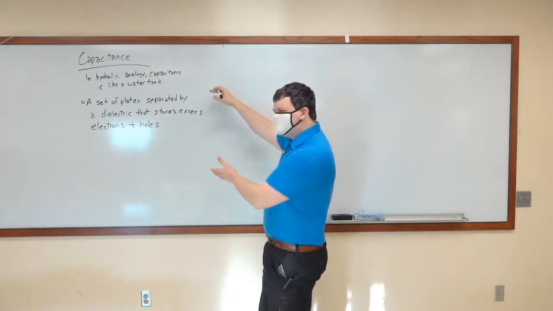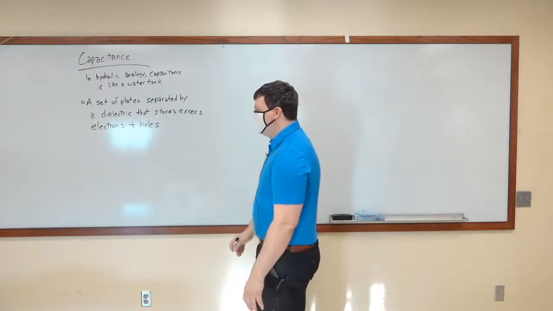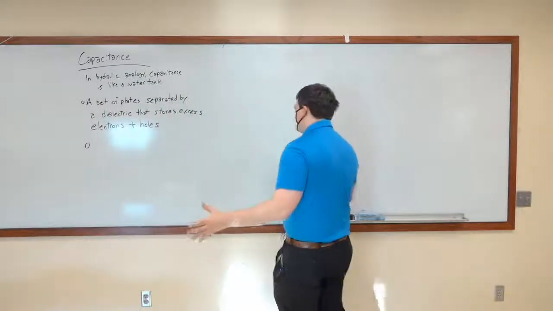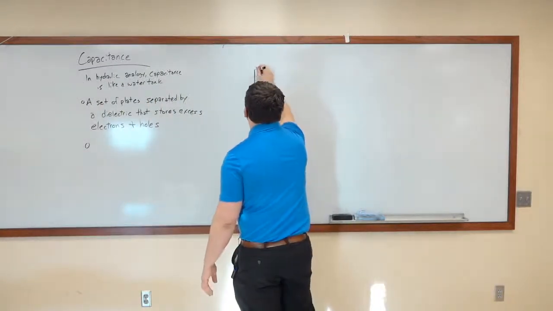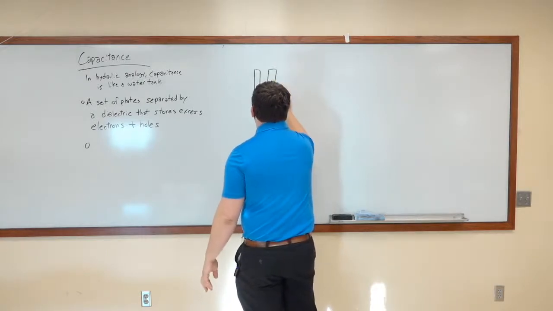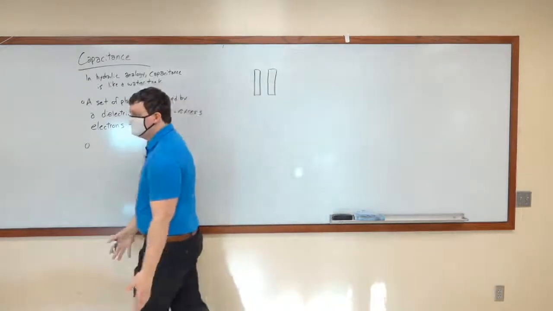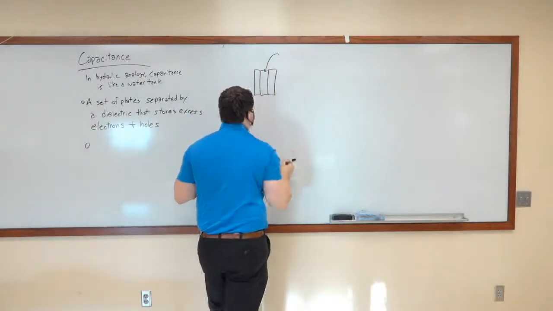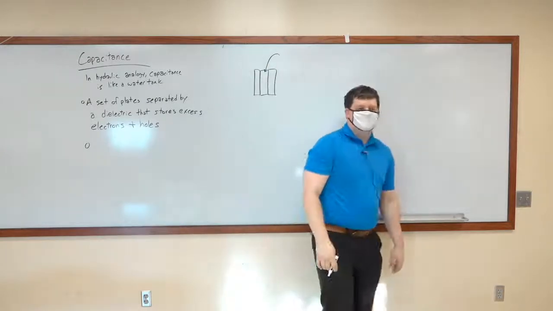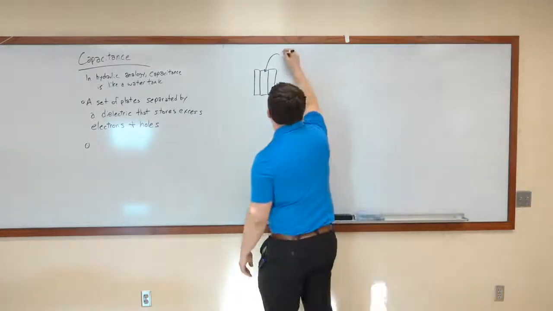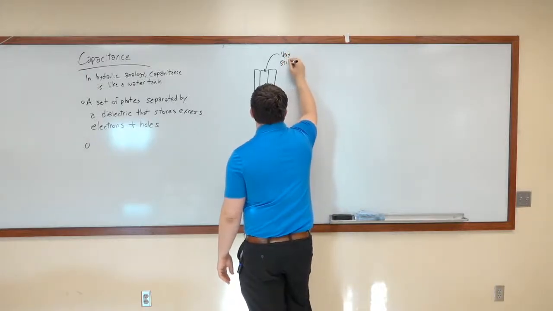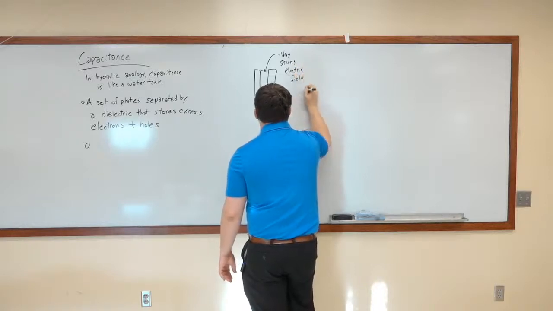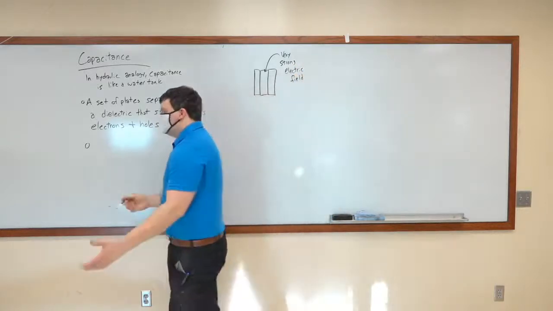So let's break down the definition of what a capacitor is, and then I have one more point down here of what capacitance is, but I'll get back to it. Just breaking down the physical structure of a capacitor, you have two metal plates, or two conducting plates, and in between these two plates, there is a very strong electric field. Okay. Why is there an electric field?